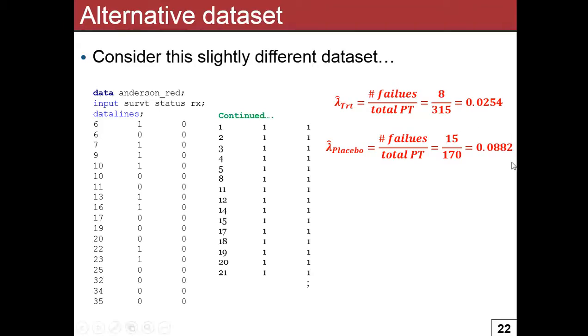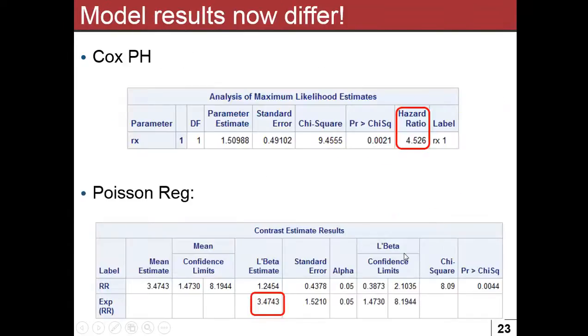Instead of the rate being 0.11 something, now it's 0.0882. So I modified one group, and you get a different rate ratio. It's not 4.6, it's 3.47. Again, you're not always privy to the individual data; you might just have group data anyway. And what you get is this: the Cox model is basically the same, which is kind of cool.